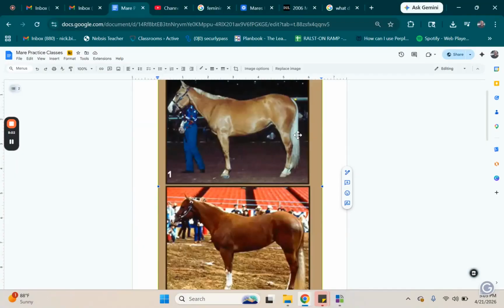We want it close. We don't want it too close. And this is where it can get a little tricky. You really just have to go off of comparison between these horses.